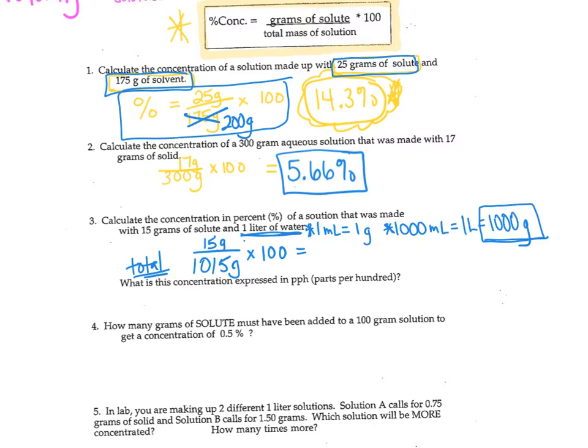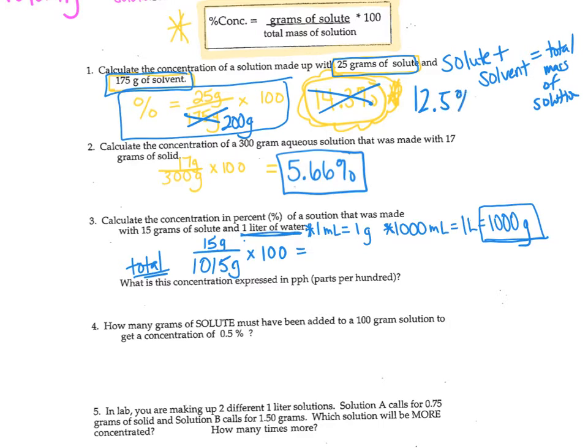So we're going to have to do 25 divided by 200 because that's the total mass of the solution, the solute plus the solvent. So we've got to make sure that we remember that the solute plus the solvent is going to give you that total mass of solution. So that means that number 1 here is actually going to be 12.5%.